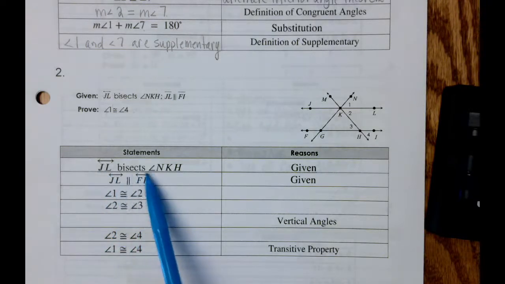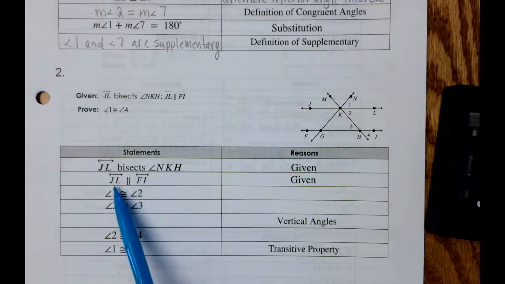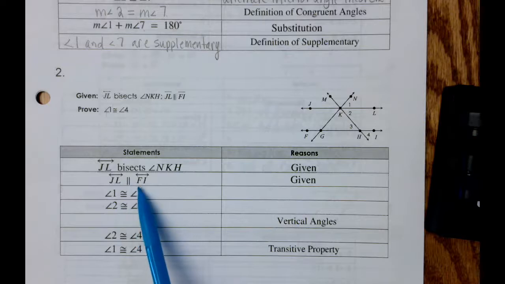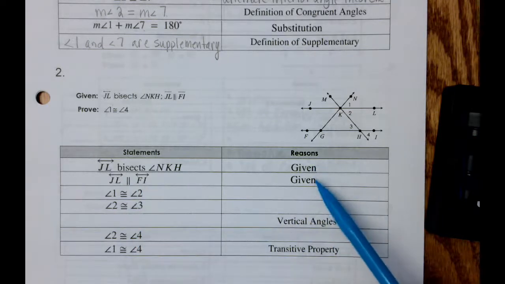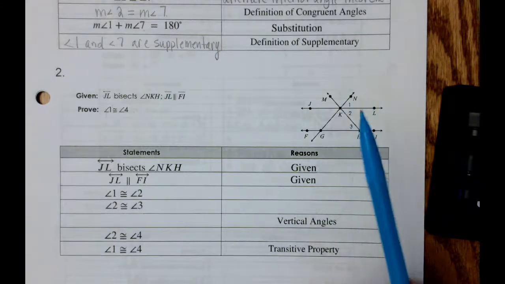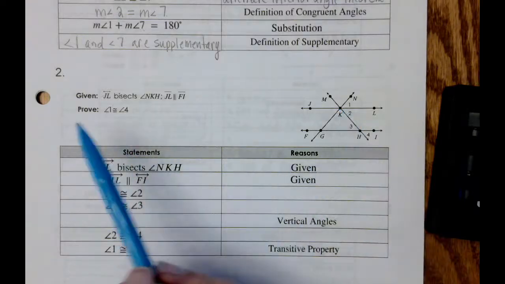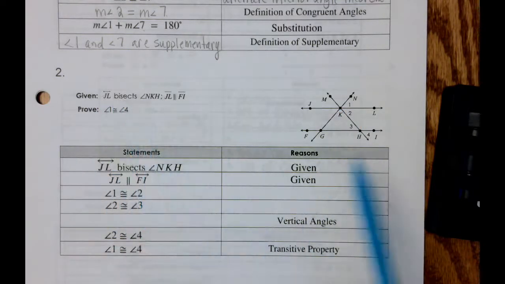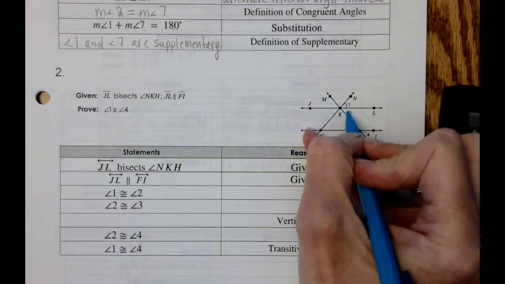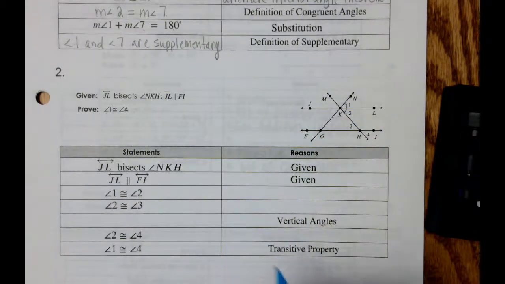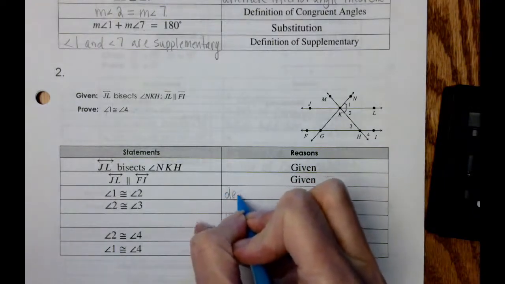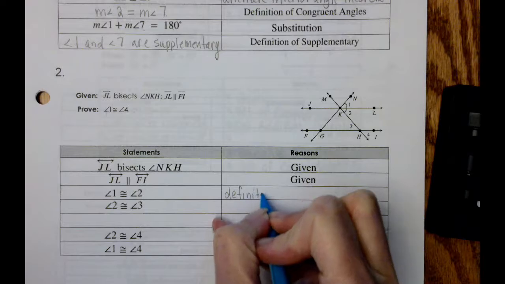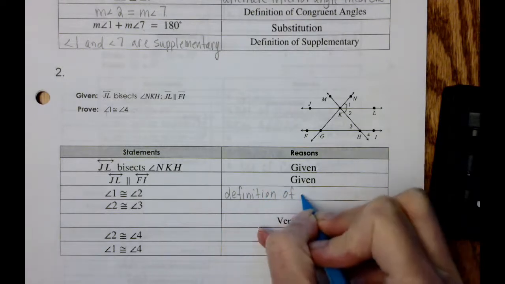line JL bisects angle NKH, and then it's really that line JL is parallel to FI, and those are given reasons. And what we have here for our next statement is that angle 1 is congruent to angle 2. And if you think about it here, it says JL bisects angle NKH. So angle 1 is congruent to angle 2 because of the fact that it's the definition of an angle bisector.